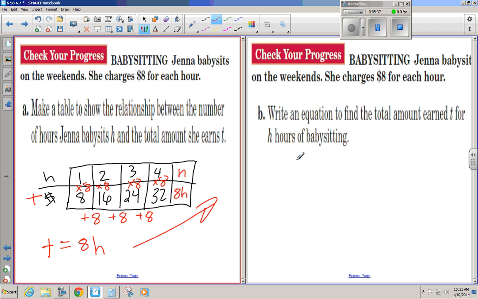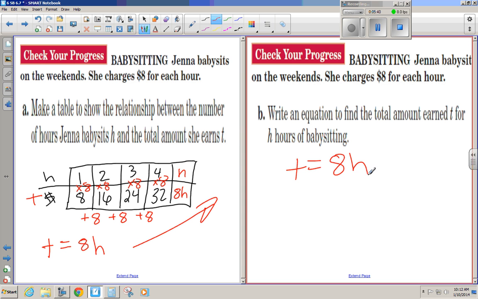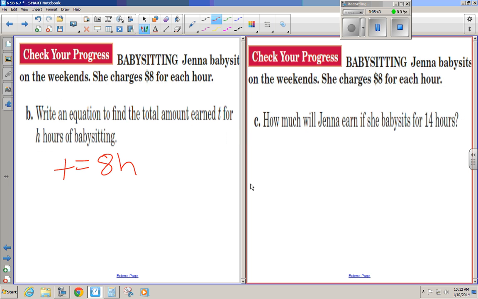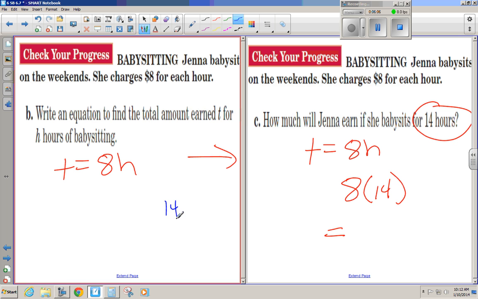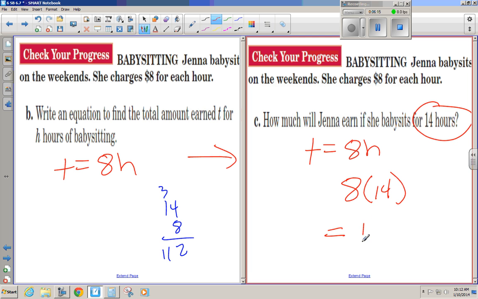So that helped us come up with the equation. That will help us determine, if 14 hours, 8 times 14. You make $112 for 14 hours of babysitting.